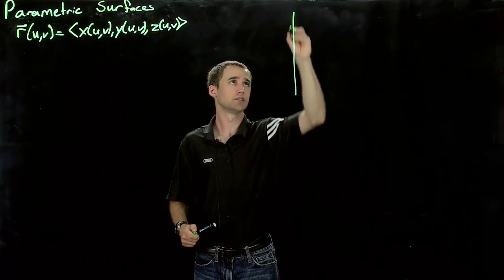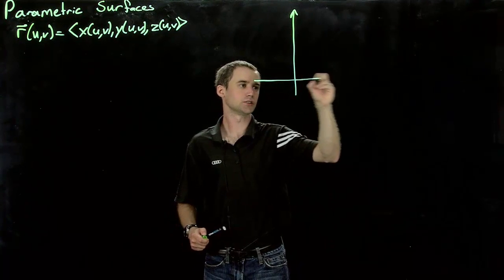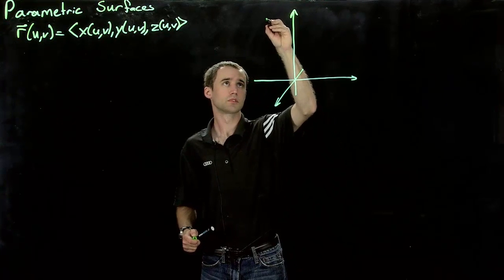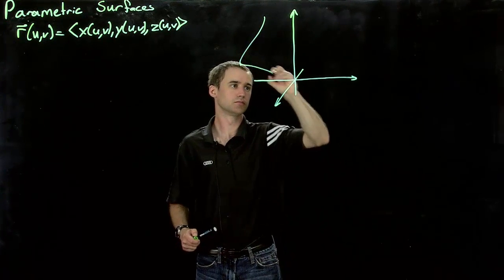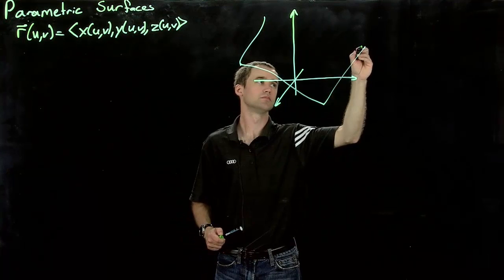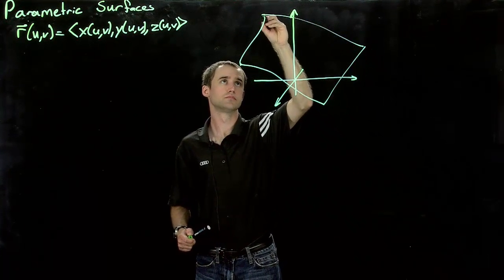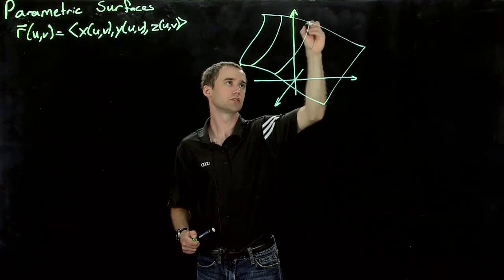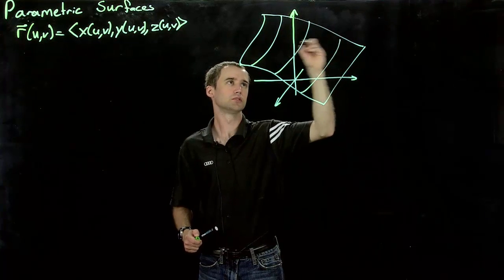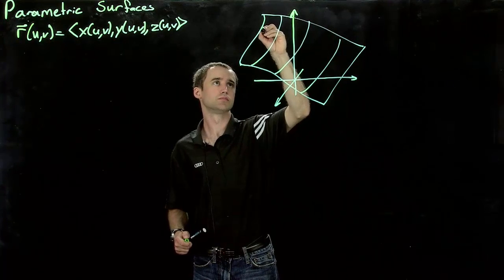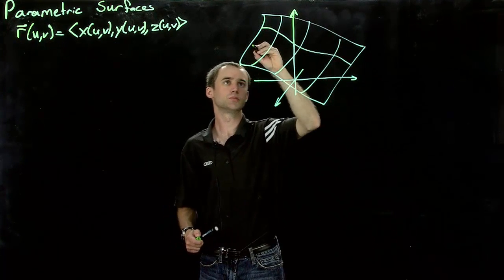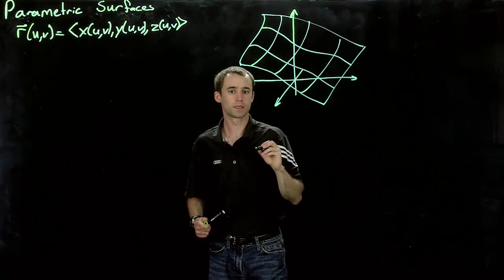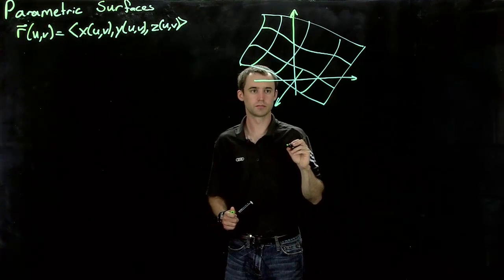Suppose I had a surface, sort of like this one. And suppose these are the curves through that surface. So these would be the curves where you fix either u or v and then move along the other one.